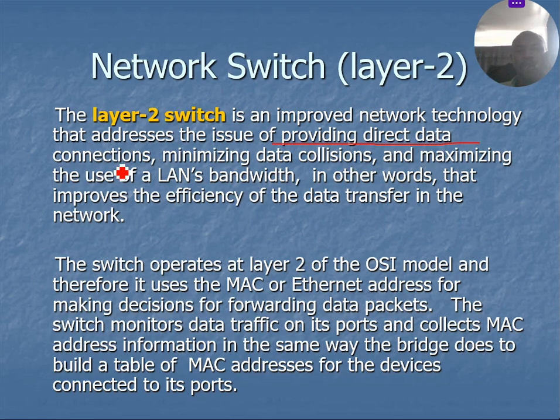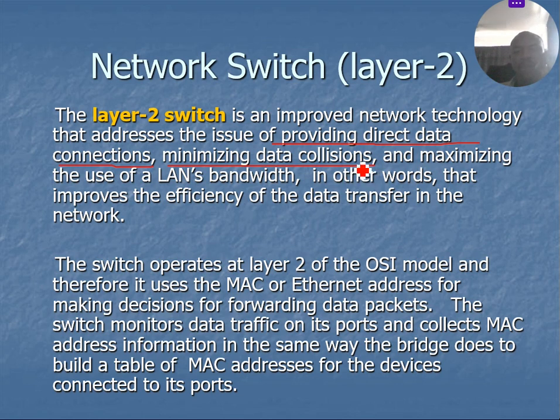So we say one of the big advantages of the layer 2 switch is that it provides what we call direct data connections between one host and another host. That's the first big advantage. The next big advantage for switches is to minimize data collision. This is very important because data collisions happen a lot with other network devices like bridges and hubs. So the switch minimizes a lot of data collisions.